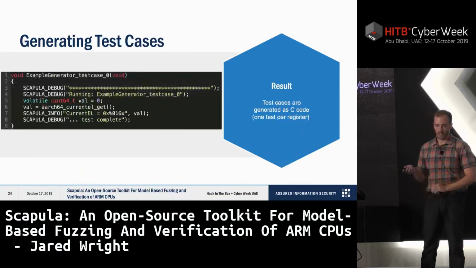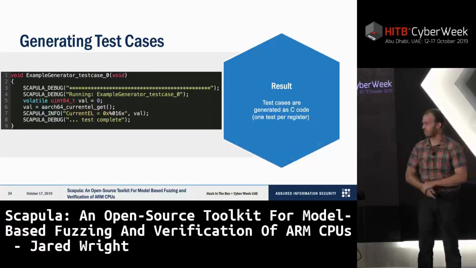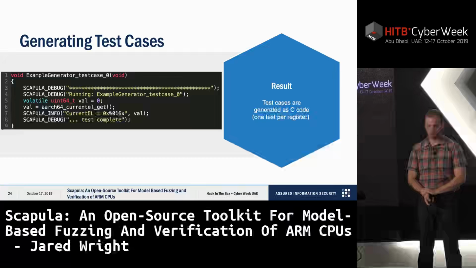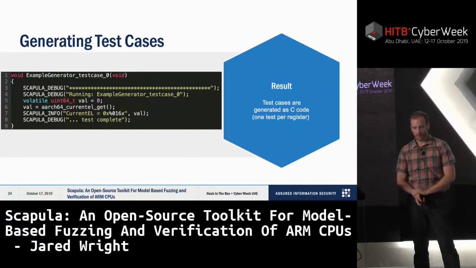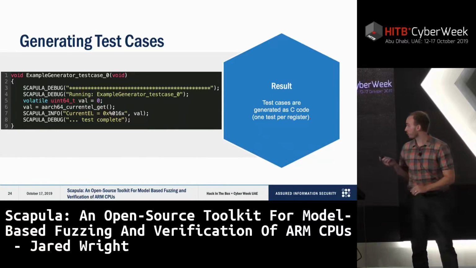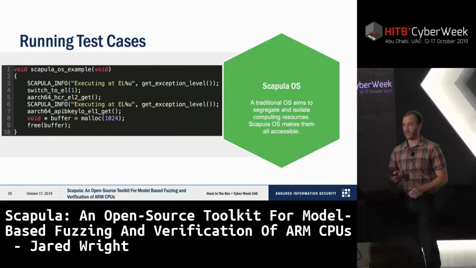So at the end of the day, when you run a generator, it dumps out and helps you generate some C code that looks like this. This would be one example generated from the generator I just showed you. Keep in mind that it will generate one of these test cases for every register that you're interested in. This is just one example that was included in the set you were interested in. So great, we've got some test cases generated. The next thing is we need an environment to run those test cases.